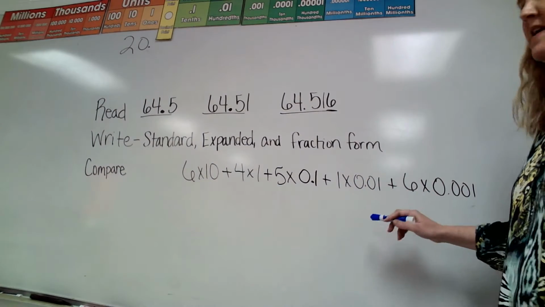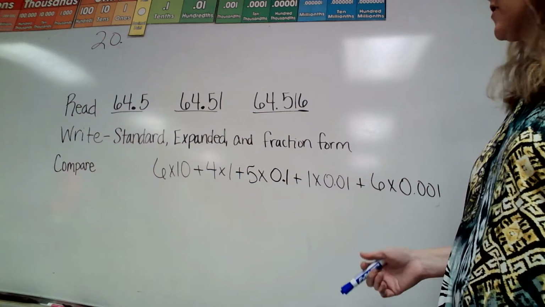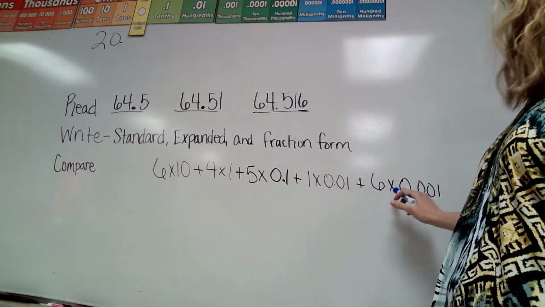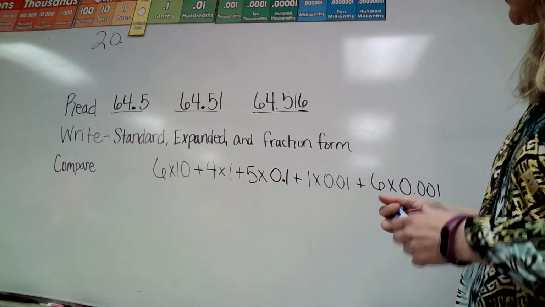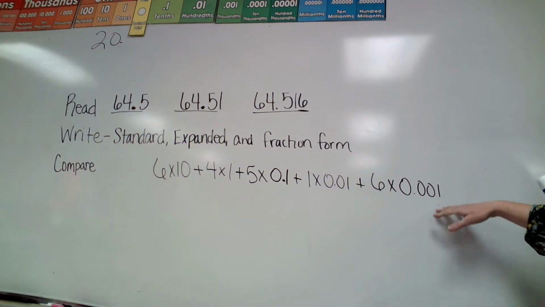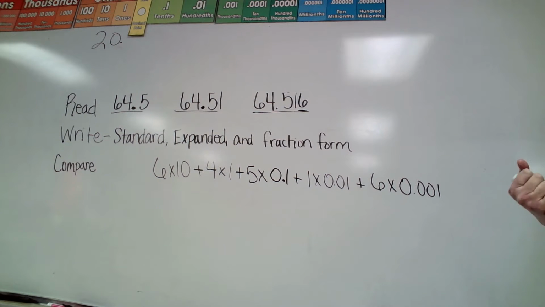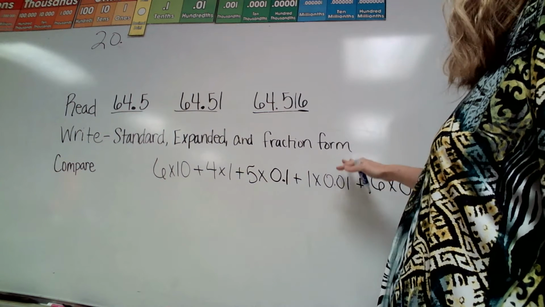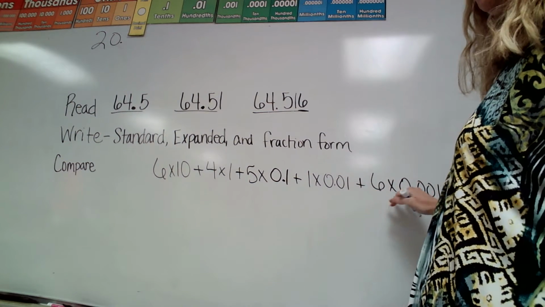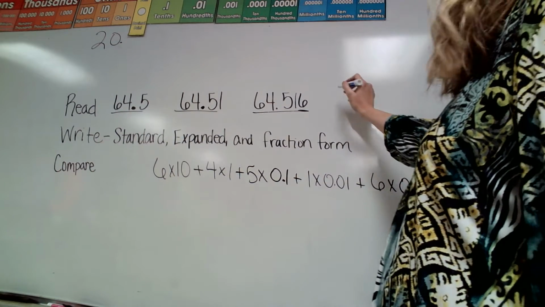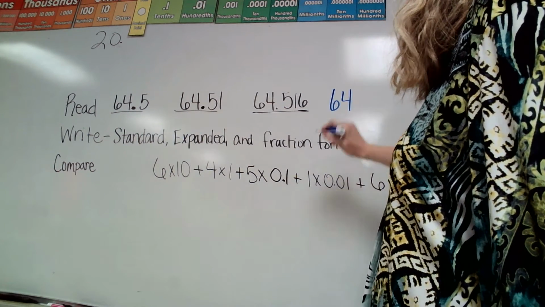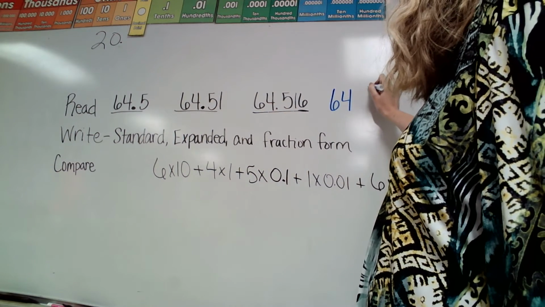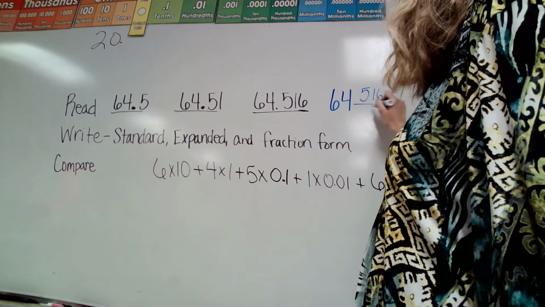All right, so to pick up where we left off, we had just written our number in expanded form. So we wrote 64 and 516 thousandths in expanded form. And so I'm going to show you how we could also write it as a fraction. If we write this as a fraction, there's a way to write it just as a fraction and then also as a fraction in expanded form. So this would be written as 64, and then this part after the decimal represents the fraction part. So this would be 516 over 1,000.